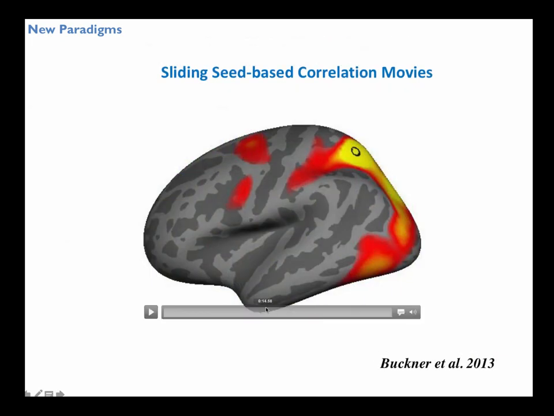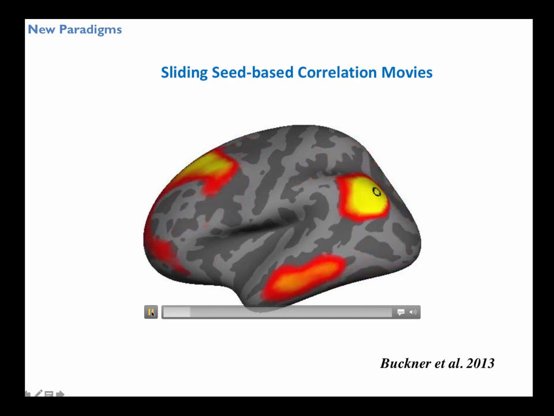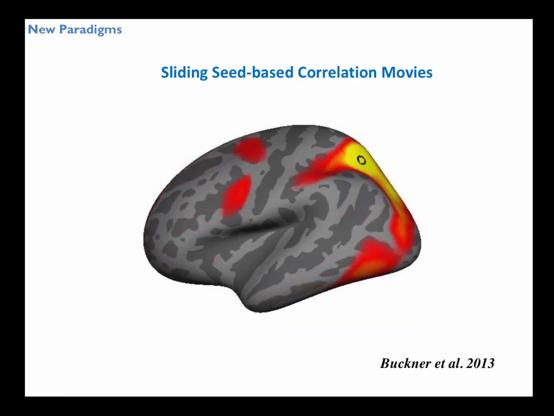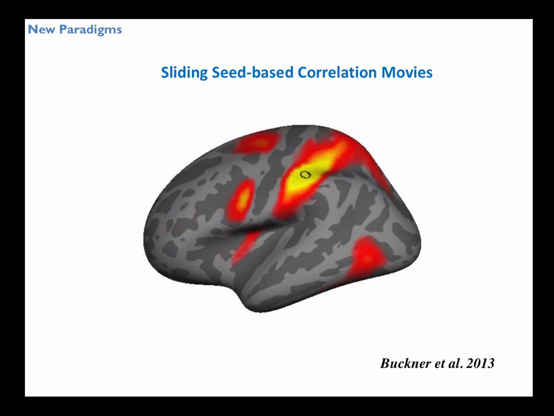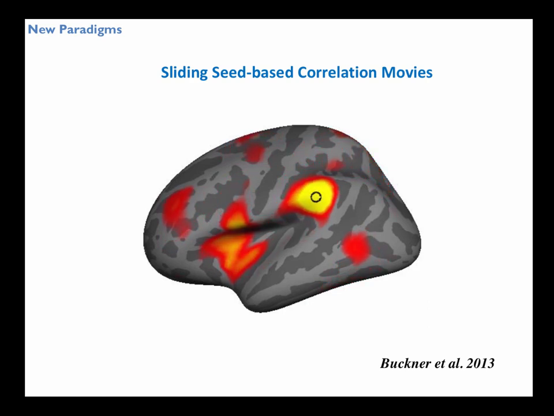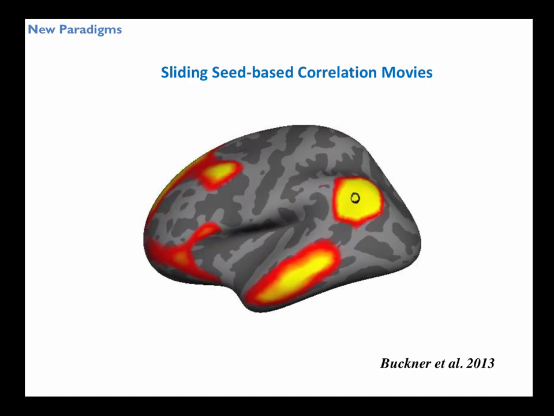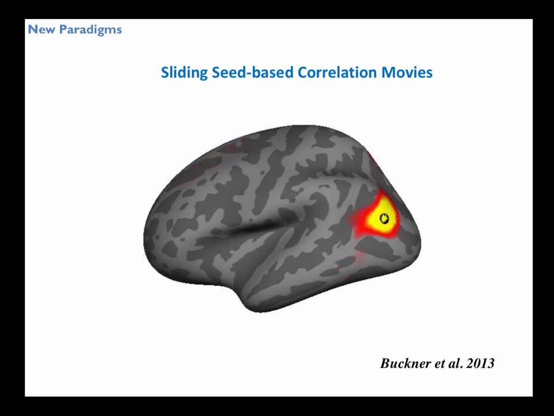Even more interesting, this is a nice dramatic movie by Randy Buckner showing you can do this on the whole brain. This is something where he had super average resting state data, I think it was like 1,000 subjects concatenated, and showing that if you move this seed voxel around, all these other areas show increases in correlation as you randomly move that seed voxel around, which is just fascinating to look at. AFNI has a function that does this as well. It's called InstaCorr, basically, right now.